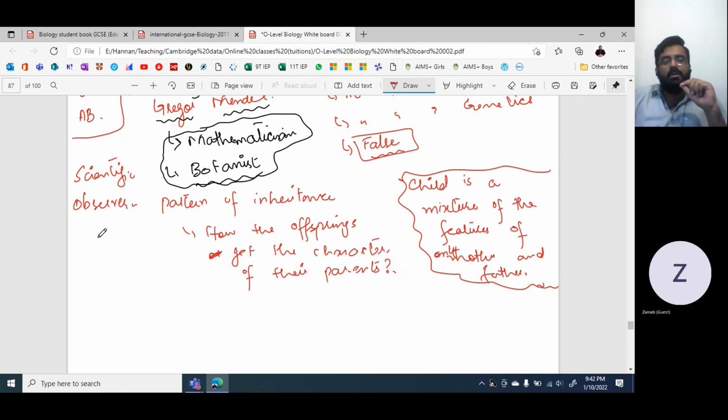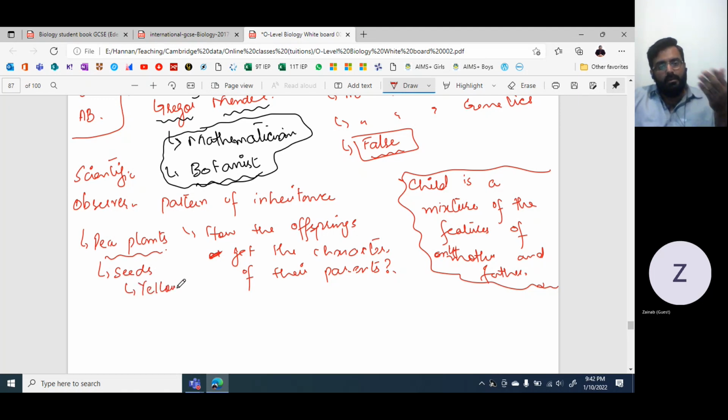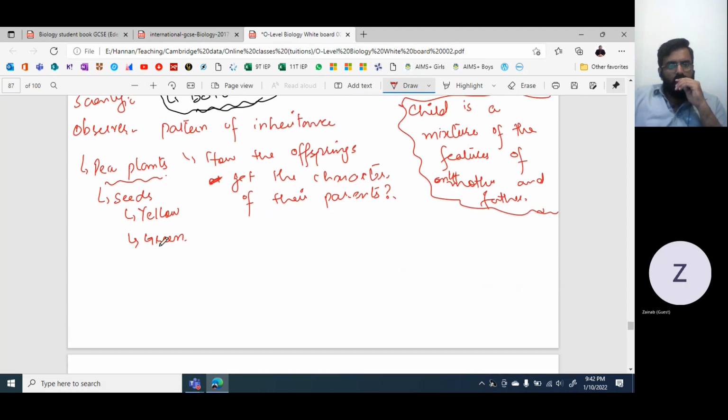So what did he observe? For example, let me tell you one of his experiments. Gregor Mendel started his experiments on pea plants, and pea plants have two types of seeds. Sometimes they create seeds which are yellow in color, and sometimes they create seeds which are green in color. So, what did Mendel do?